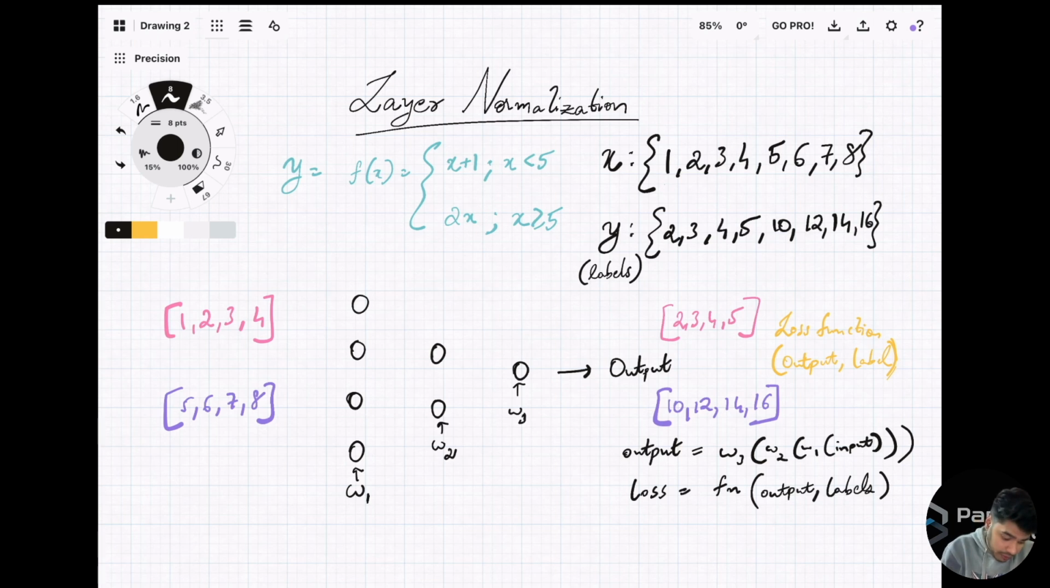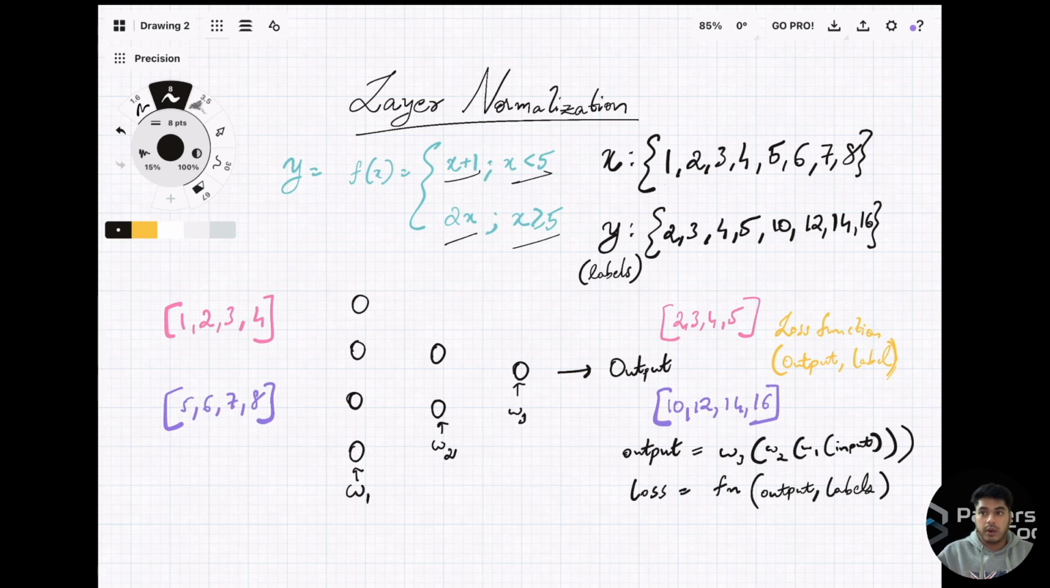So now if we write a function that maps x to y, this function will be something like f is equal to x plus 1, where x is less than 5, and 2x when x is greater than or equal to 5. And that's pretty simple. From the dataset itself, we can see that relationship, and it's pretty straightforward. There's nothing too confusing here. Now we want a neural network to learn this. We want a neural network to approximate this function.